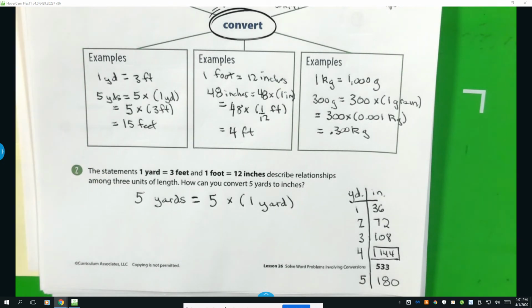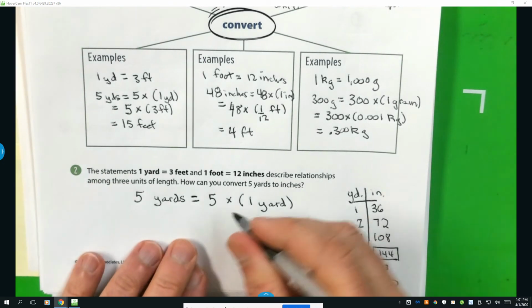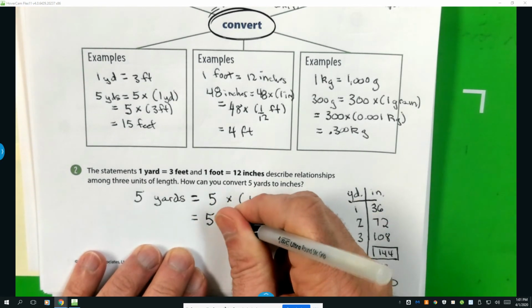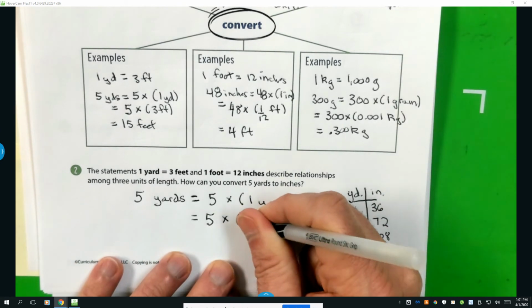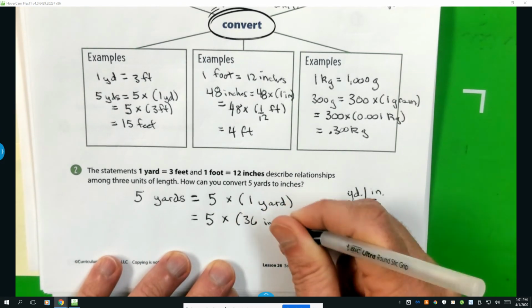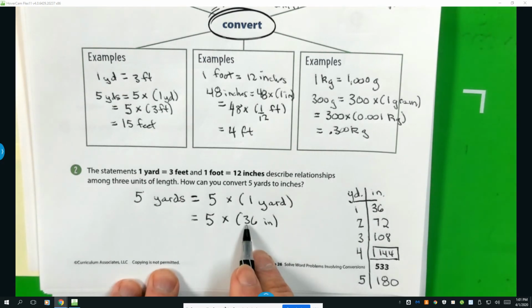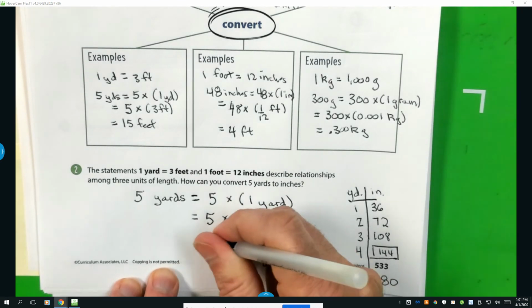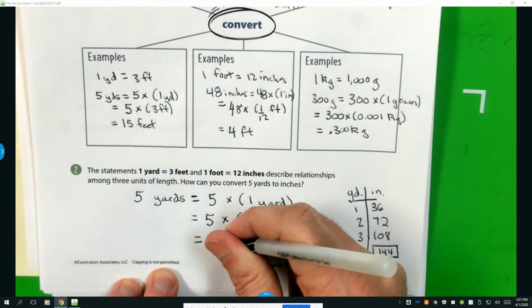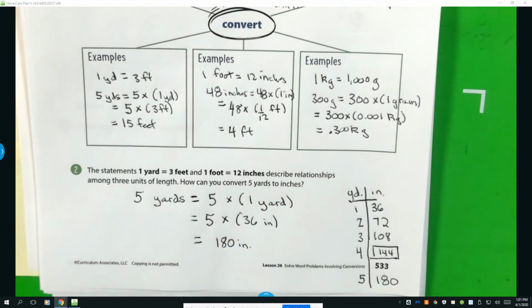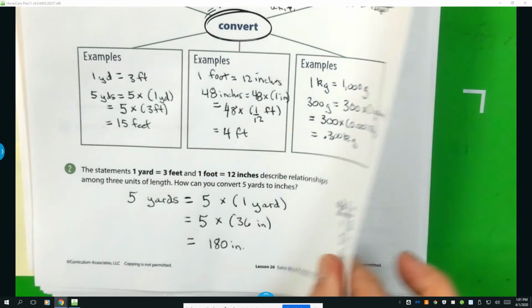Okay, so let's see if we're right. So that's the same as saying 5 times 36 inches. 5 times 30 is 150. 5 times 6 is 30. 150 plus 30 is 180. So it is 180 inches. All right. Next page.